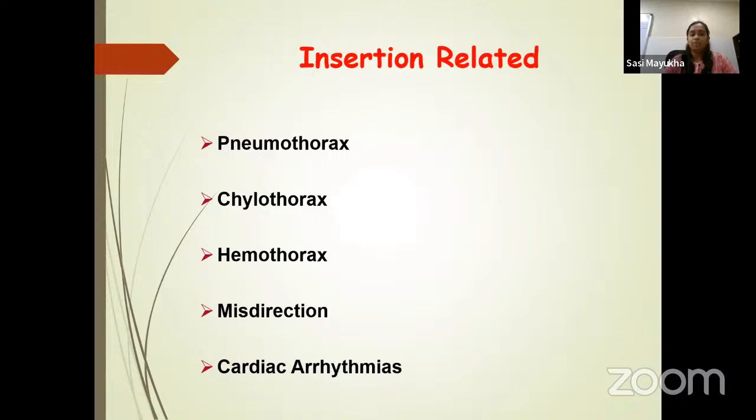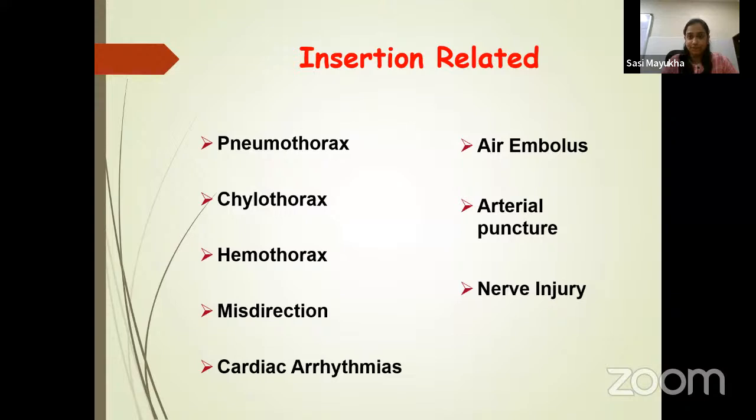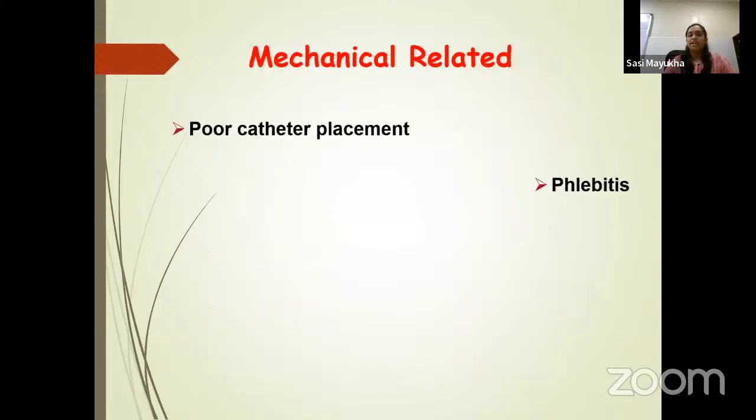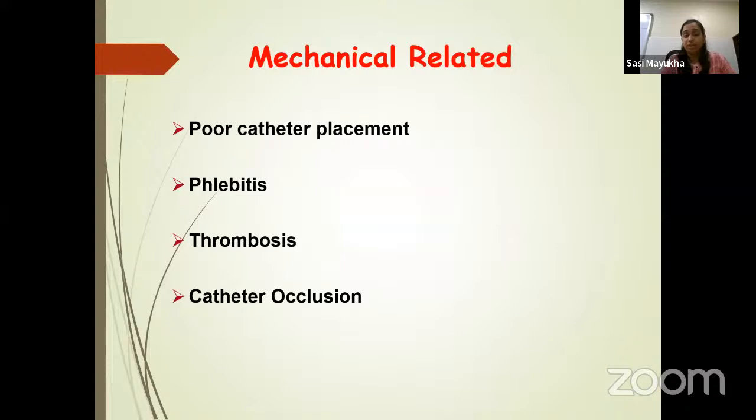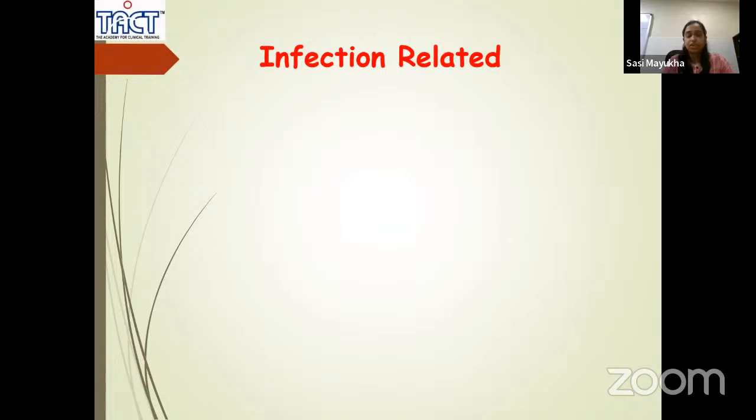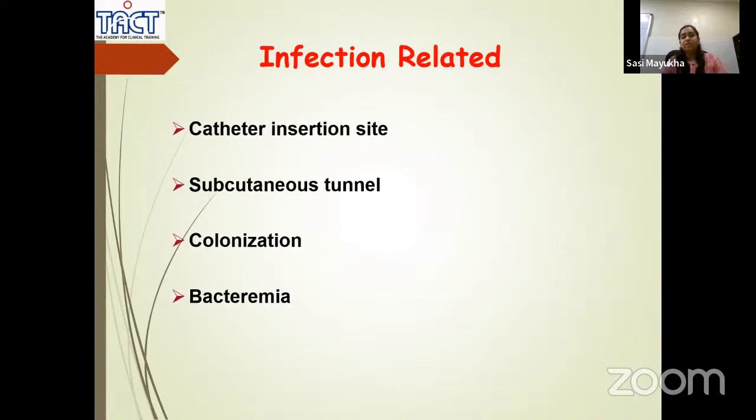So insertion related complications can be pneumothorax, chylothorax, hemothorax, cardiac arrhythmias, air embolus, arterial puncture, and nerve injury. Mechanical related complications are poor catheter placement. It can be too high up or very low down. Phlebitis, thrombosis, and catheter occlusion can occur. Infection related, there can be a catheter insertion site related infection, a tunneling, a subcutaneous infection, colonization and bacteremia.